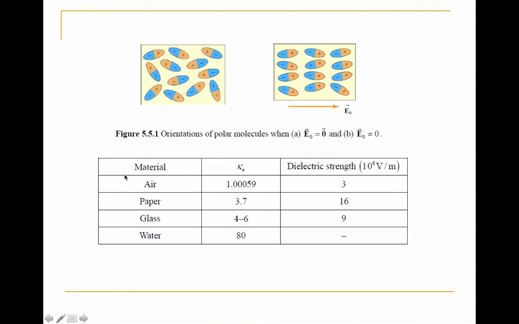The dielectric constant is a property of the material, one of the characteristics of the electric properties of materials. As you can see here, air has a dielectric constant of 1, paper 3.7, glass between 4 and 6, and water is very high, with a kappa equal to 80.